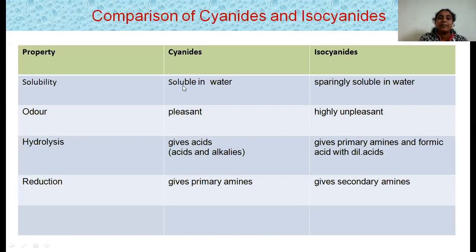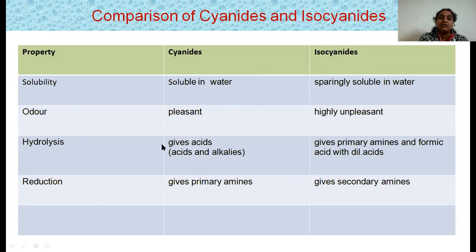If you see the comparison between the cyanides and isocyanides, coming to the solubility, cyanides are soluble in water, whereas isocyanides are sparingly soluble in water. Lower alkyl member cyanides are soluble in water. Higher alkyl member cyanides are insoluble in water and also soluble in organic solvents. Whereas lower alkyl isocyanides are also sparingly soluble in water. And coming to the odor, cyanides have a pleasant smell, whereas isocyanides have a highly unpleasant smell.